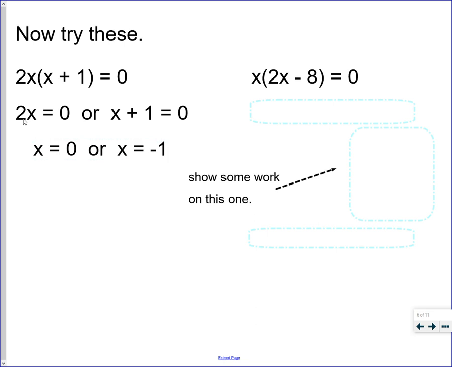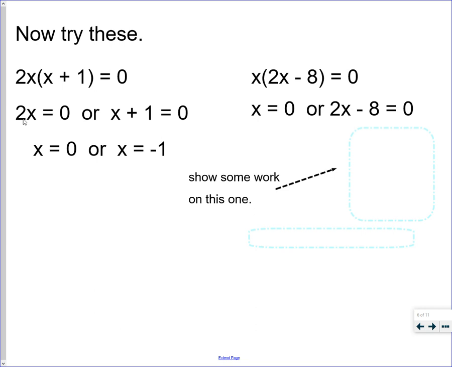In the second example, again, the first part that I'm multiplying is not a binomial, it's just x. So my first equation would be x equals 0. Seems strange to say that that's an equation because it looks like an answer, and it is. x equals 0 is one of the answers.